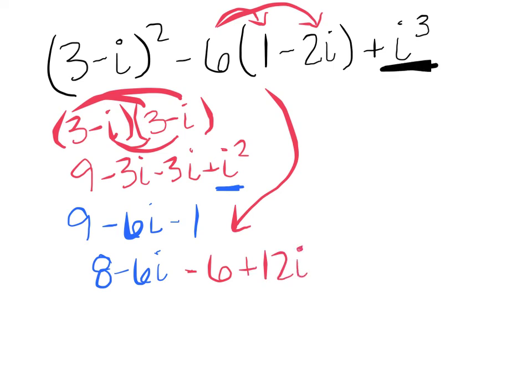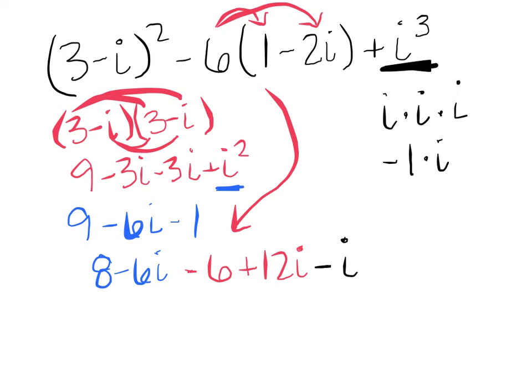Last but not least, we have i cubed. If you think back to our i video, i cubed is i times i times i. i times i is negative 1, times i is negative i. So here's where we're at down at the very bottom. We have 8 minus 6i minus 6 plus 12i minus i.